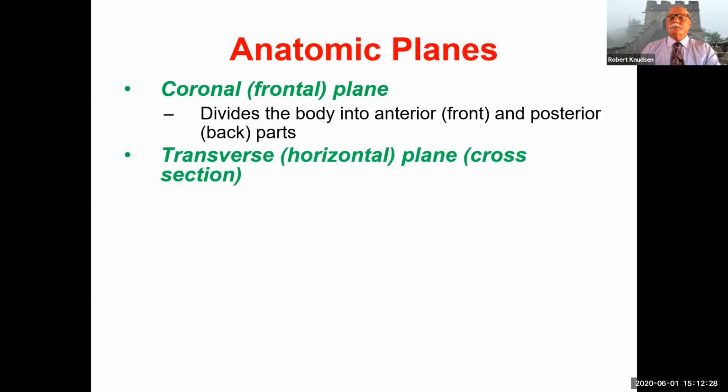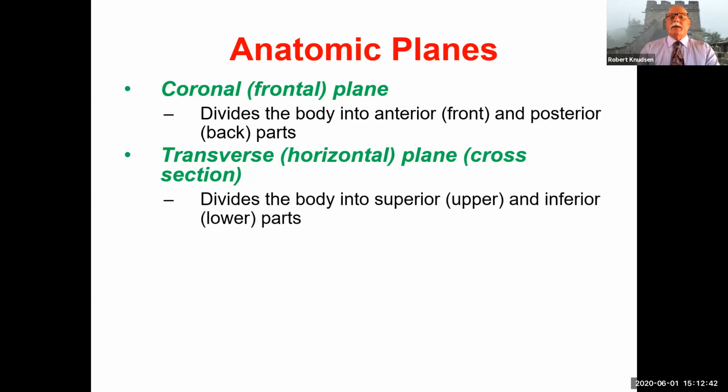Transverse, also called horizontal plane. It's a cross section. Sometimes if you look at a microscope slide, it'll say CS on it. It means it's a cross section. We do that when we look at the intestine. Transverse divides the body into superior, upper, and inferior, lower parts. Unless you're laying down. Just think of a slice of bread.